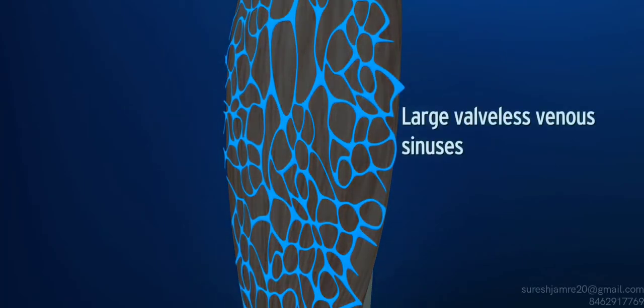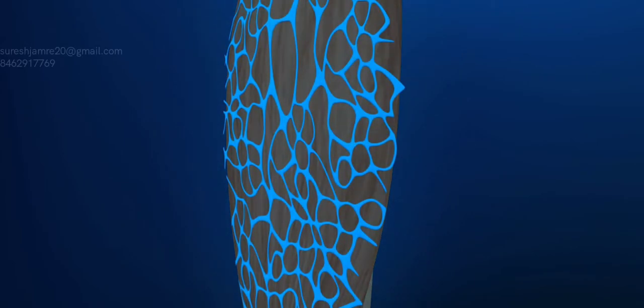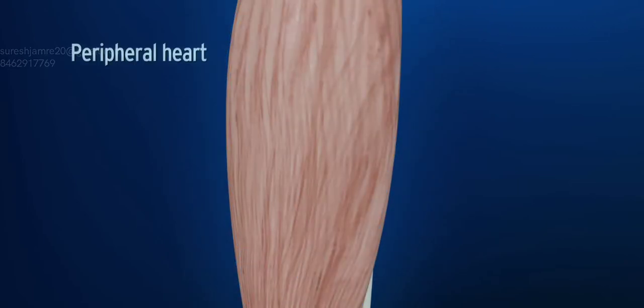Large valvular venous sinuses are present within the substance of the soleus muscle. Whenever the soleus contracts, the venous blood is pumped upwards towards the heart. Hence, soleus is also known as peripheral heart.